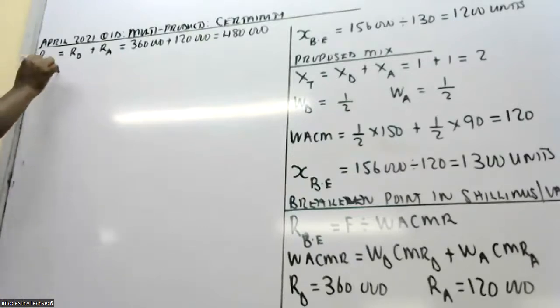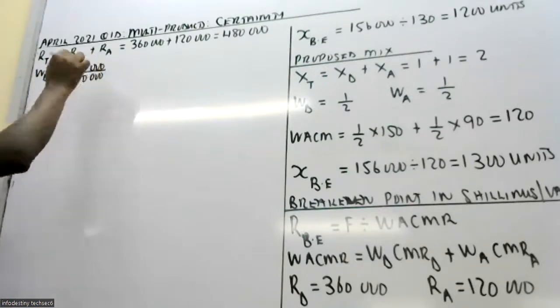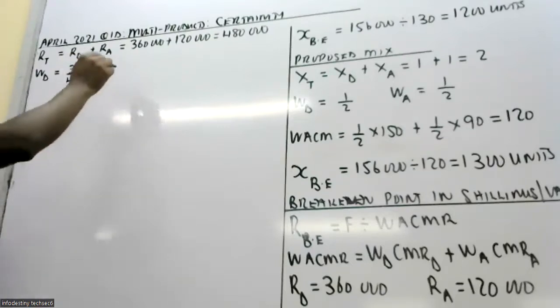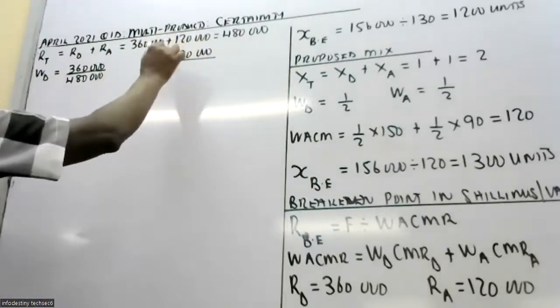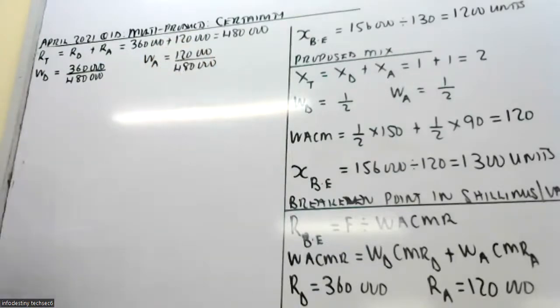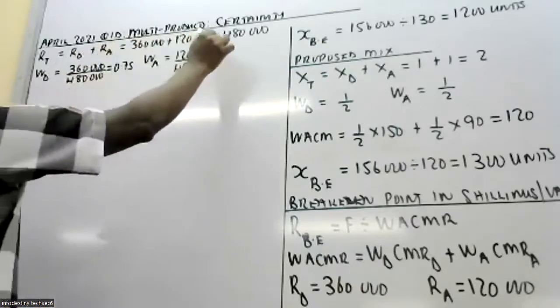So the weight of D will then be 360,000 divided by 480,000. The weight of A will be 120,000 divided by 480,000. Are they exact ratios? 36 divided by 48, yeah, good, 0.75. So then this one should be 0.25.